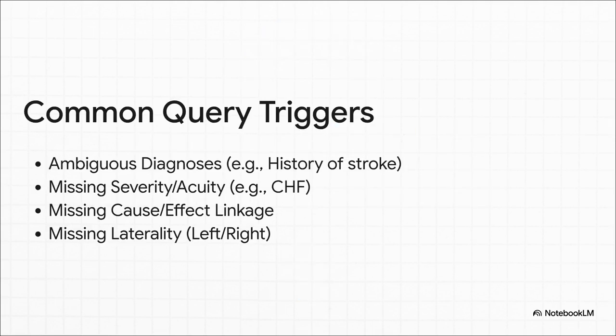Basically, you query whenever there's a gap. If a chart just says history of stroke, instead of detailing the specific cerebral infarction, you query. Or if severity is totally missing, like writing just CHF instead of acute on chronic systolic CHF. That's a massive missed opportunity for a CC or MCC driver. You also have to query if the physician forgets to link a cause and effect, or honestly just misses basic laterality, like forgetting to specify if a condition was on the left or right side.